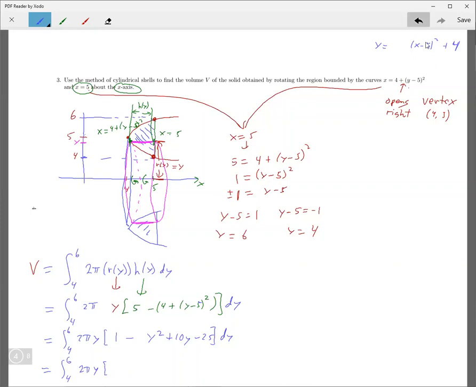Let me go ahead and distribute those in. So this is minus negative.